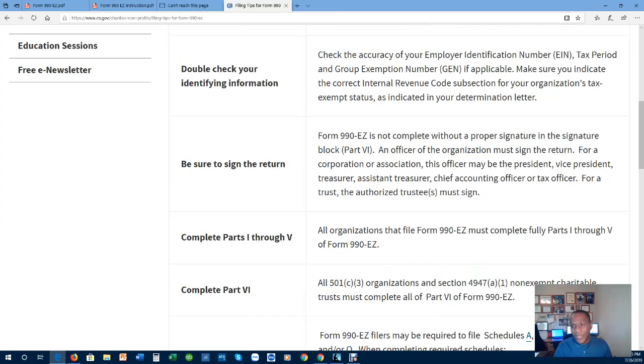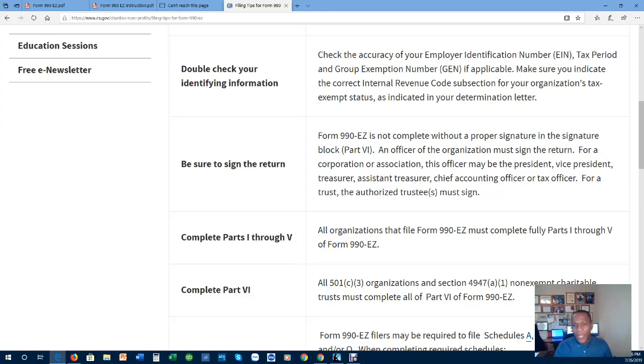It is not completed without a proper signature in the signature block, Part 6. An officer of the organization, basically the person who is responsible, must sign the return. For a corporation or association, this officer may be the president, vice president, treasurer, assistant treasurer, chief accounting officer, or tax officer. For a trust, the authorized trustee must sign.